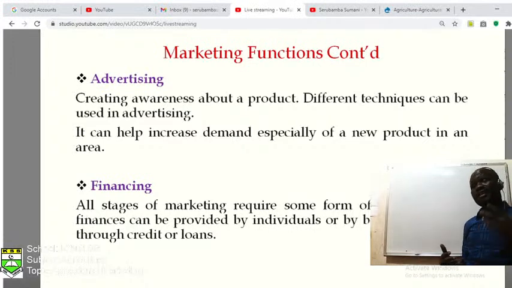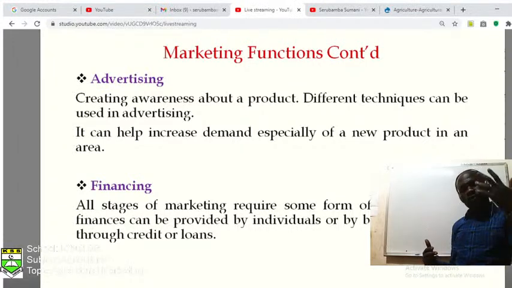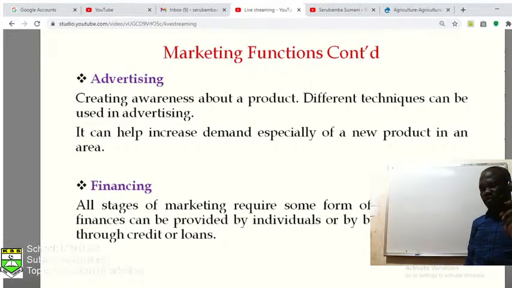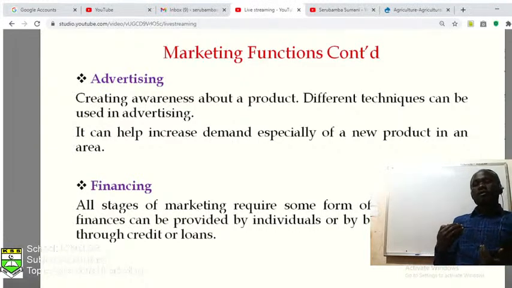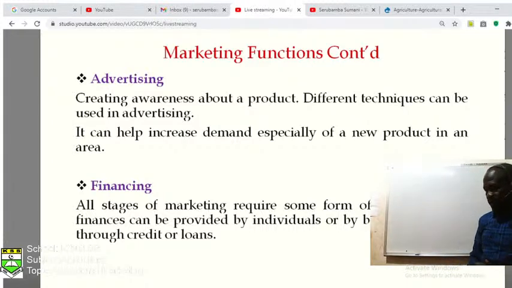There you are creating awareness. So people will begin contacting you about the broilers. So advertising is very important also because it creates awareness about the products that we produce, so that we can offer them for sale at good prices.